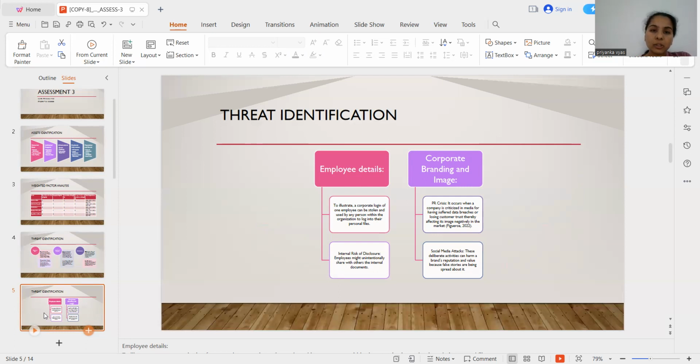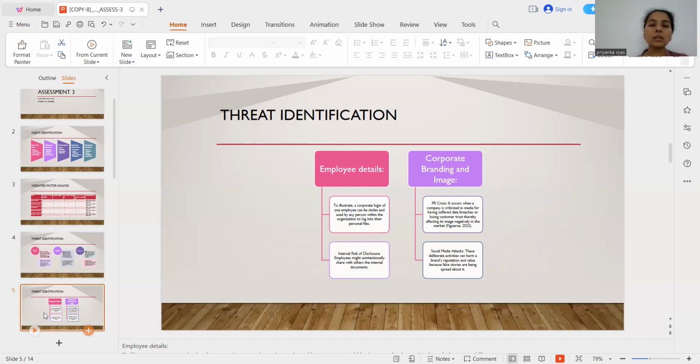In employee details, to illustrate, the corporate login of one employee can be stolen and used by any person within the organization to log into their personal files. And second one, internal risk of disclosure: an employee might unintentionally share internal documents with others.